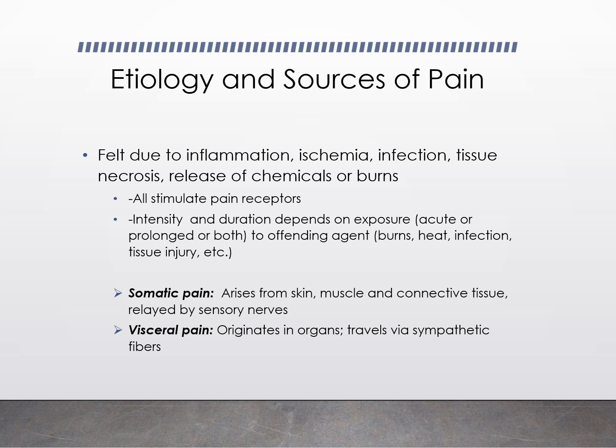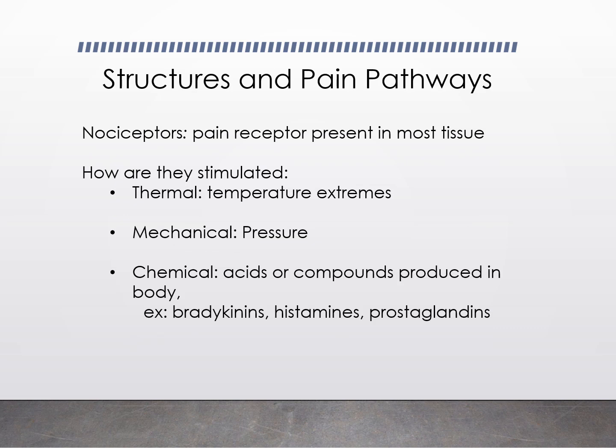So we have two types of pain. We have somatic pain and visceral pain. Somatic pain comes from the skin, bone, or muscle. It's relayed by sensory nerves. Visceral pain comes from the organs, and it travels by sympathetic nerve fibers. The pain pathway is on page 54 of the old book. I'm not sure what page number it is in the new book. You should have a basic understanding of that pain pathway, how pain is relayed to the brain, and then what our body does about it.